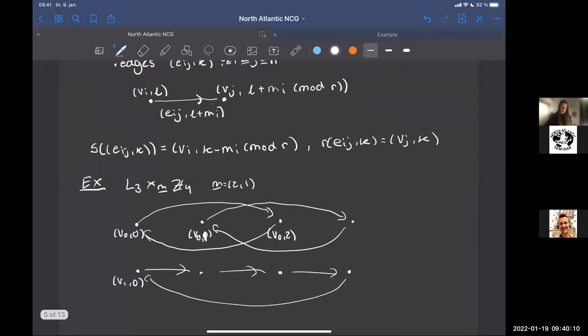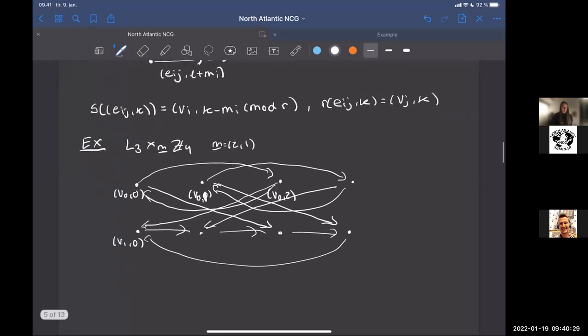And then the two levels are also connected in a similar way. So we have an edge from V00 to V12, and similarly like this. And then we also have one going like this and like this. Okay.